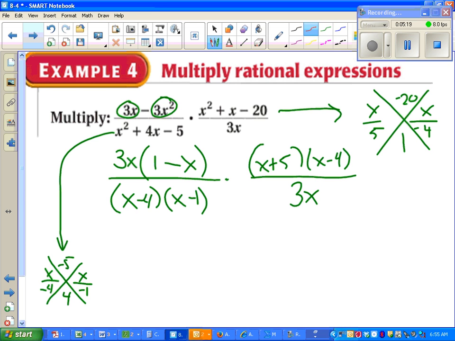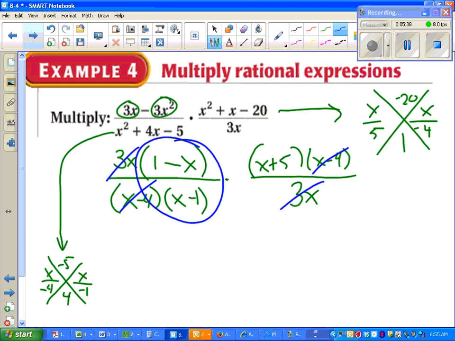Now we look for things that cancel. I see an x minus 4 on top and bottom. I see a 3x on top and bottom. And this is actually something too. Notice they look kind of the same.